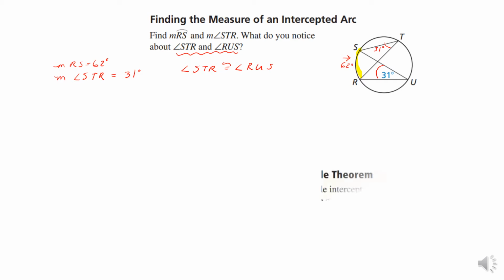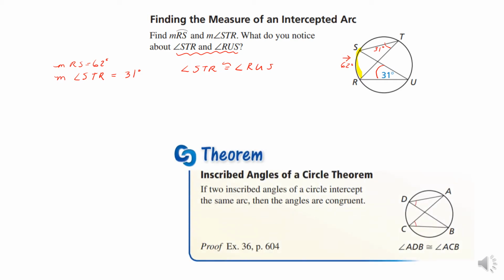So now let's look at this. We have the inscribed angles of a circle theorem. If two inscribed angles of a circle intercept the same arc, so now they're showing you a different arc, but they intercept the same arc. Look at here, okay? They're intercepting the same arc, then the angles are congruent. And we just proved that right there. Okay, we didn't do it with a proof, but we proved it with an example. Okay? So, good job.